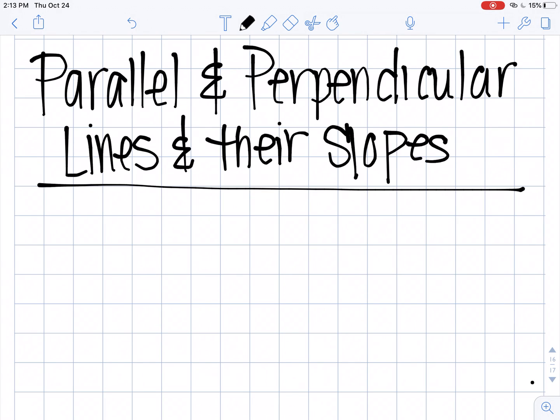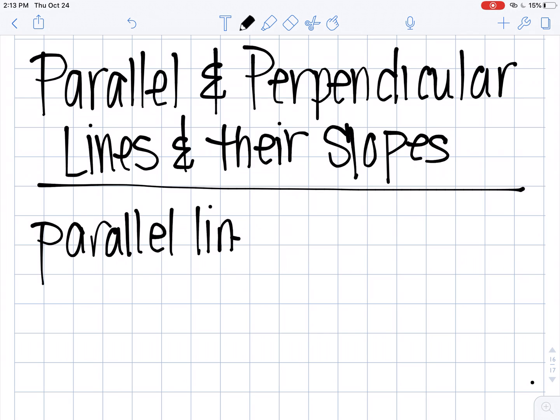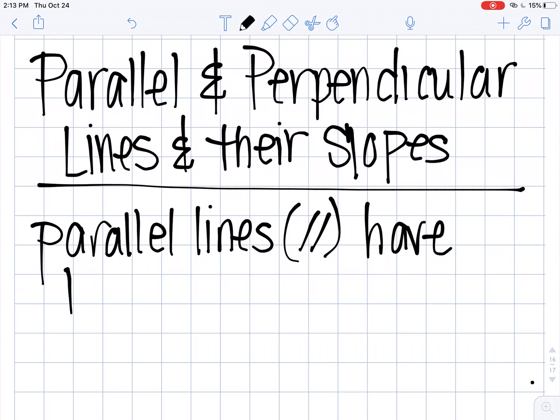In this video, we're going to talk about parallel and perpendicular lines and their slopes. Basically, there are two things that you need to know. So we say parallel lines, which we write parallel. Parallel lines have the same slopes.